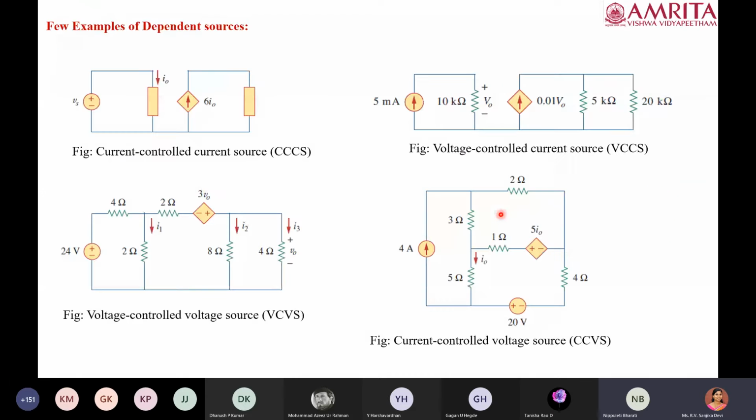Ma'am, how do we know whether it is a voltage source or a current source? The symbol will tell. If you have a plus minus, it is a voltage source. If it has an arrow, it is a current source. Okay, so that is based on the symbolic representation. You can just copy it so that it will be easy for you when you refer to it later.